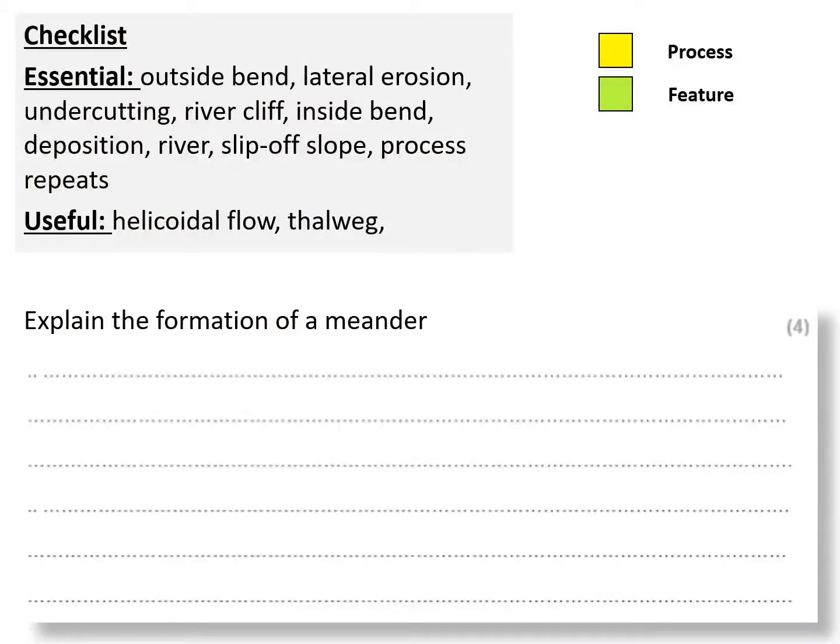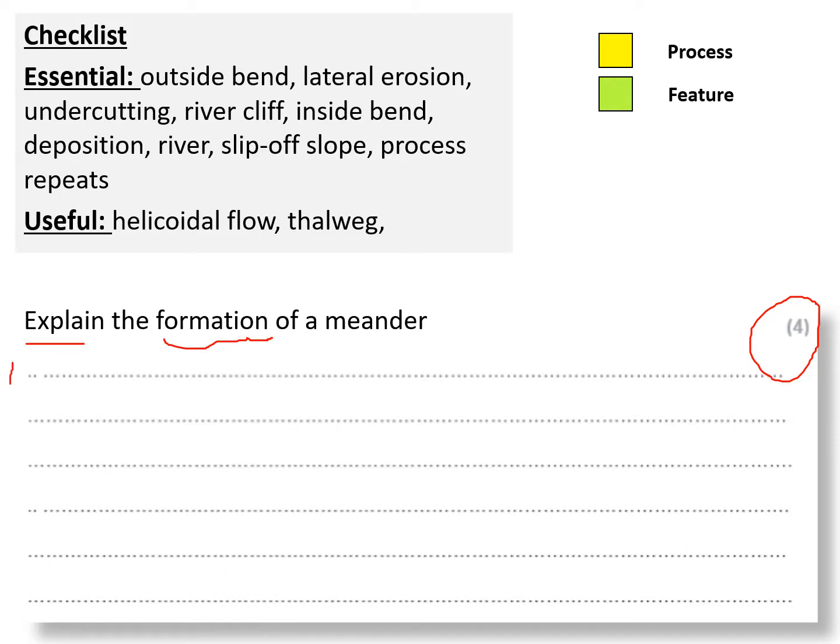Using your diagram and the video, I would like you to explain the formation of a meander. So how is it made? It's an explain question and it's a 4-marker, so we need to do point and develop, and it's kind of triple develop. It needs to be a detailed explanation.